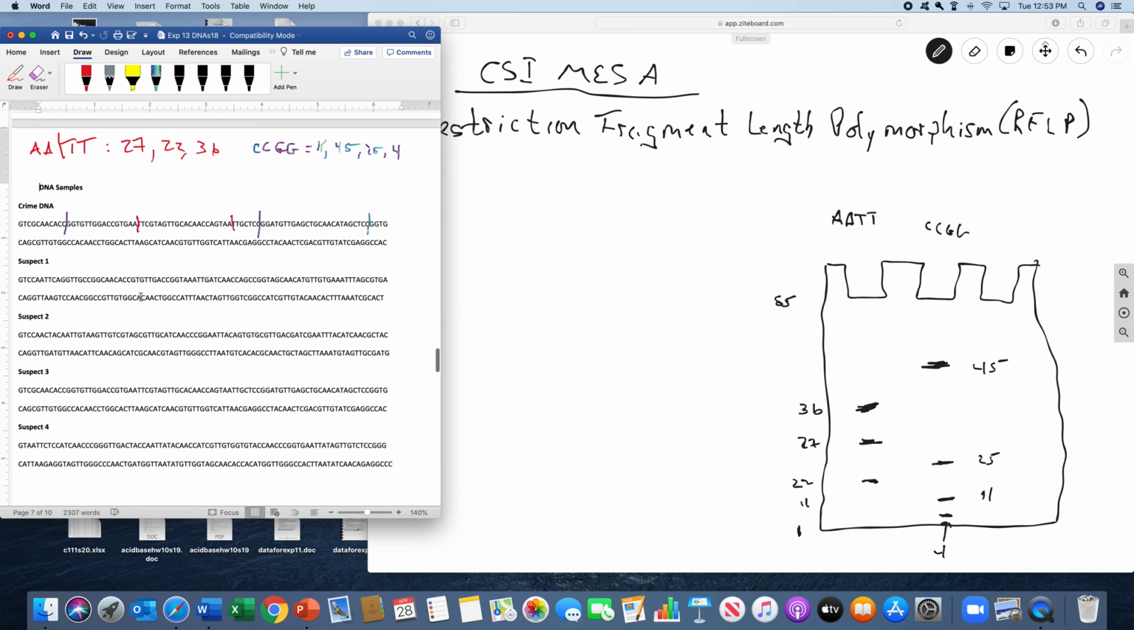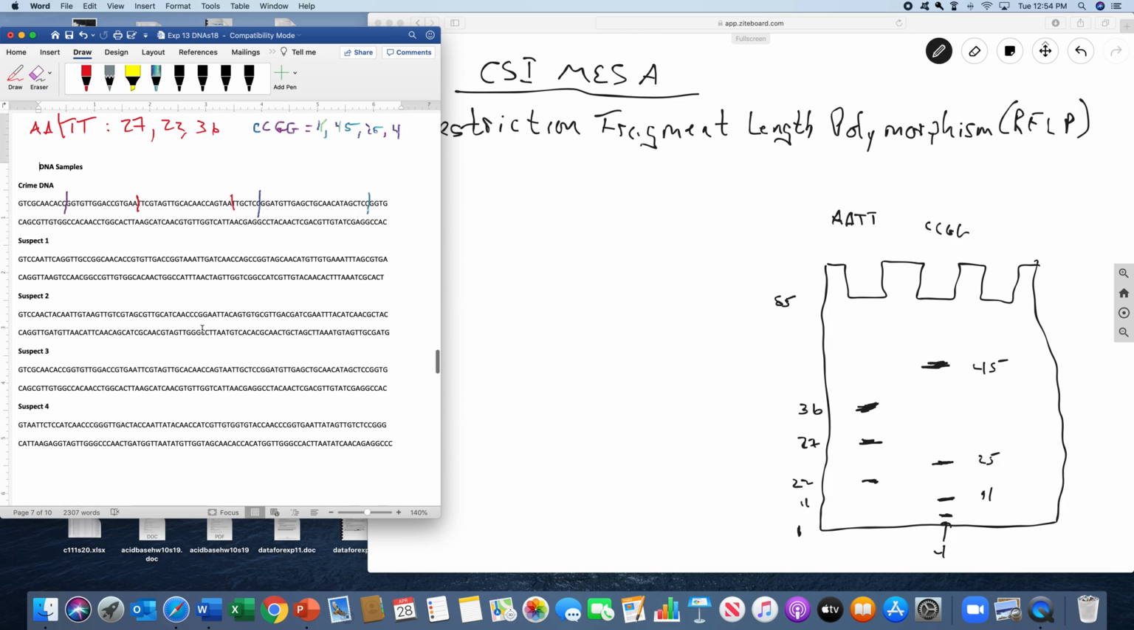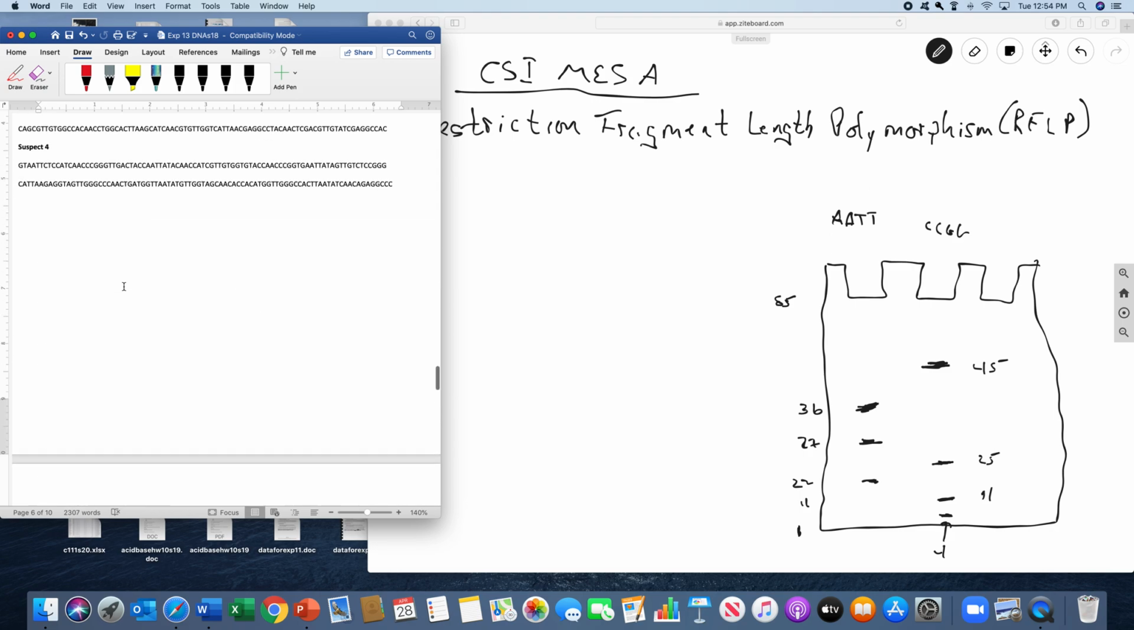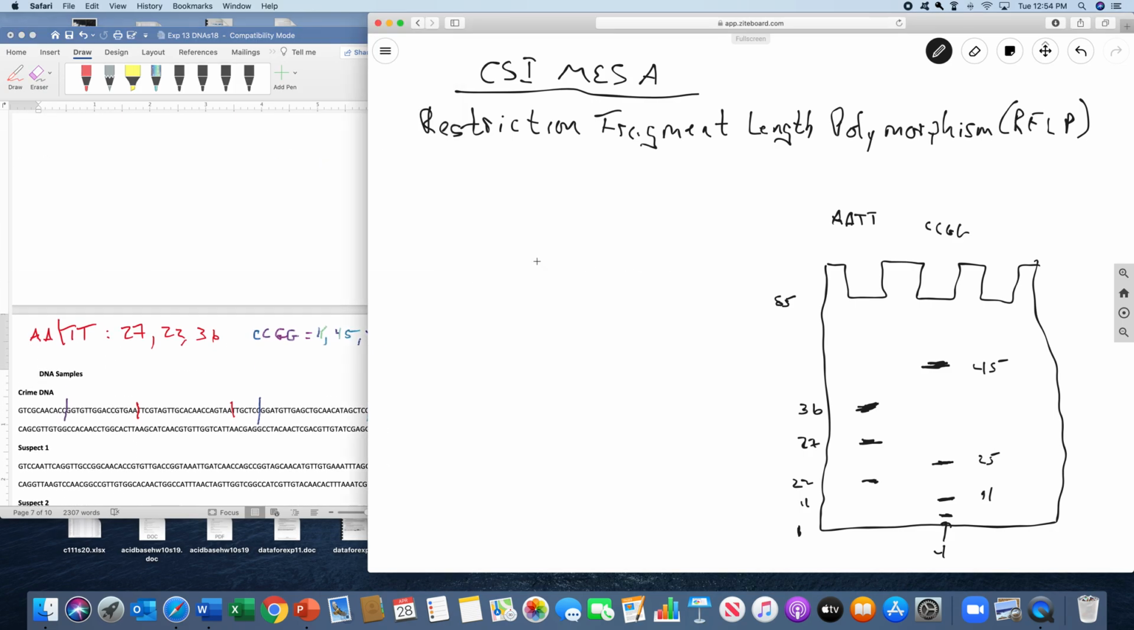Does any suspect have the same pattern in all 4 analyses? Whatever suspect has the same pattern in all 4 analyses should be the one whose DNA was at the crime scene. So that's a very short discussion. The lab manual goes into more detail about how it's done. That's a short discussion of how DNA evidence works.